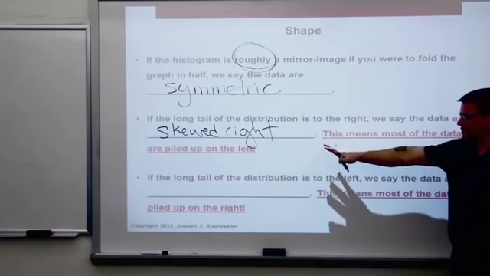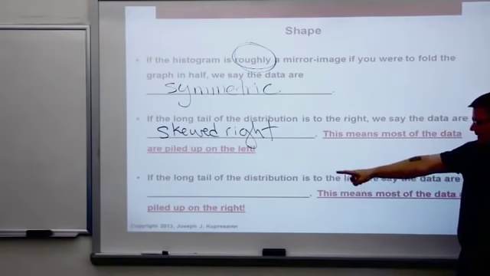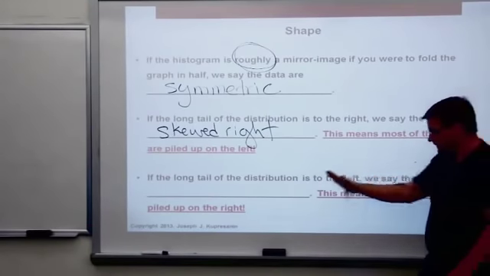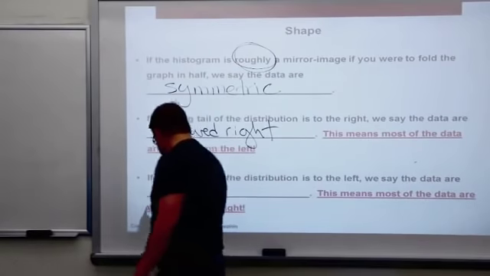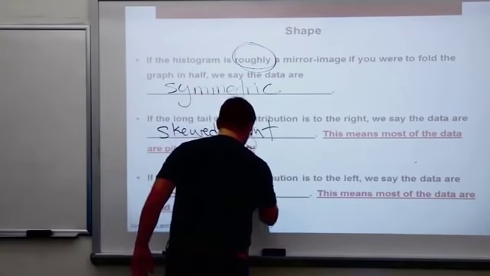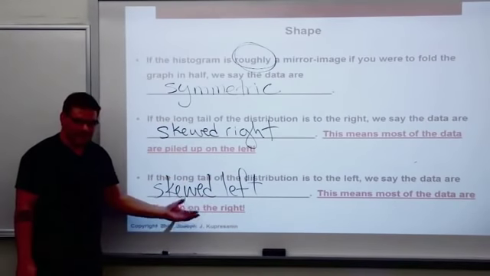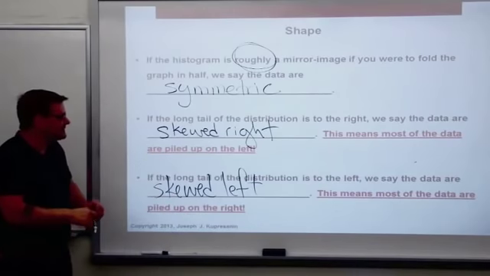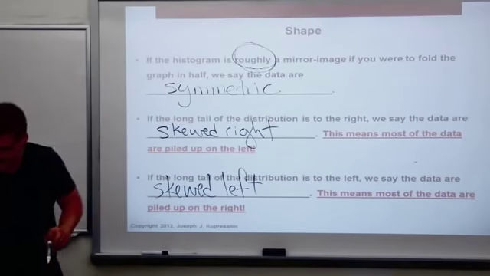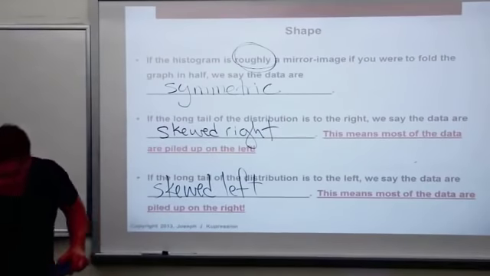Okay, think back to the first picture with number of kids. It's skewed right. The tail's to the right. And the opposite: if the long tail's to the left, the data are skewed left. Skewed left means most of the data are piled up on the right. Okay. It almost seems backwards to me to this day, but it's right.